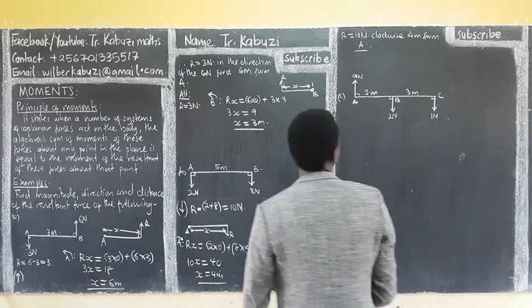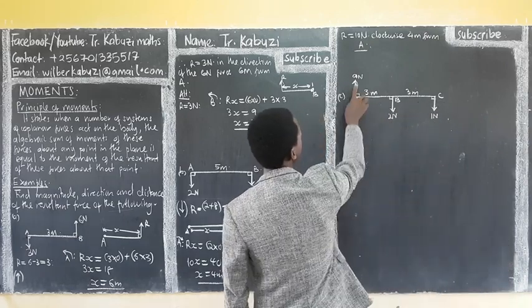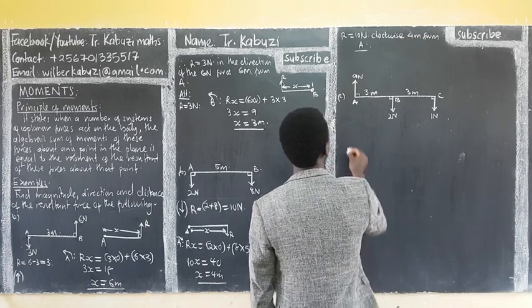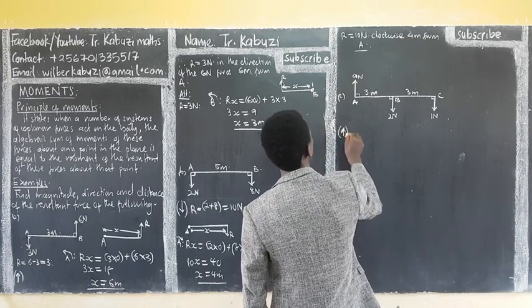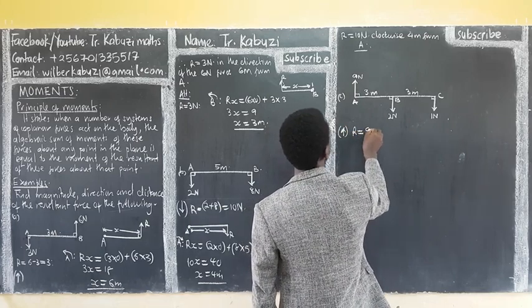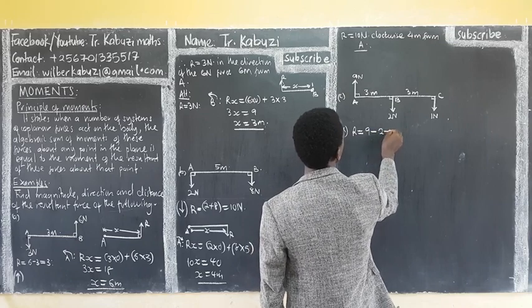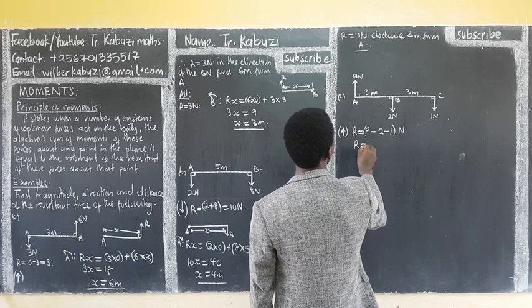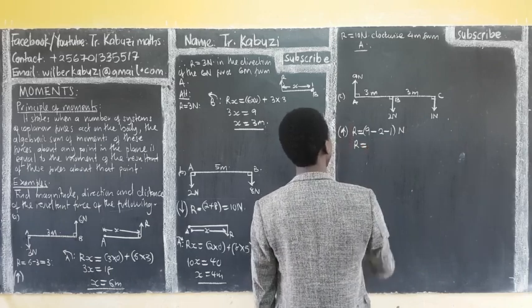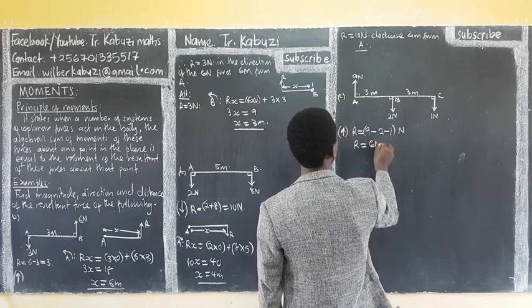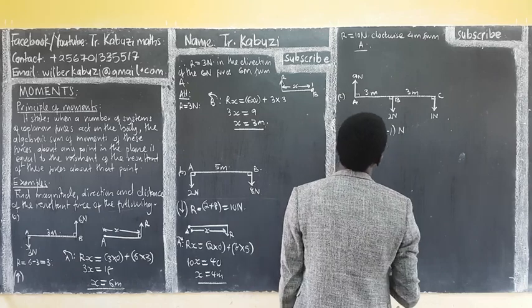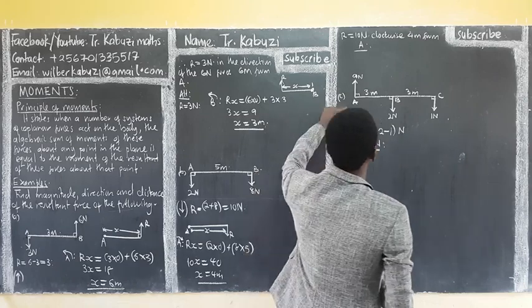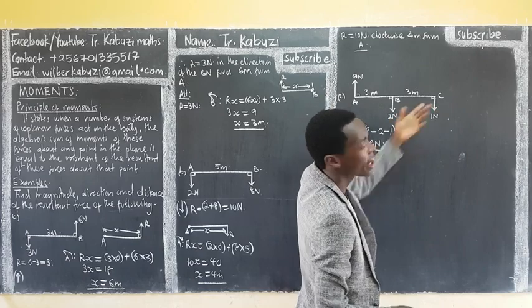Now when you come to this, of course, you see this is bigger than these two combined. So if you resolve upwards, our R is going to be 9 minus 2 minus 1 newtons. So our R here is going to be 6 newtons. Now, you see it's going to act upwards. So where should we take moments? Let us take them at C.